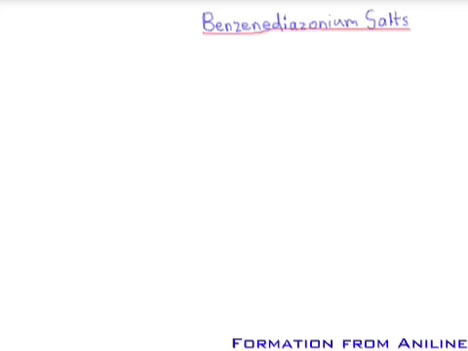Benzenediazonium salts can be formed from the molecule aniline. If you recall, we can take benzene and react it with HNO3 and H2SO4, and when reacted with these reagents we can make nitrobenzene.